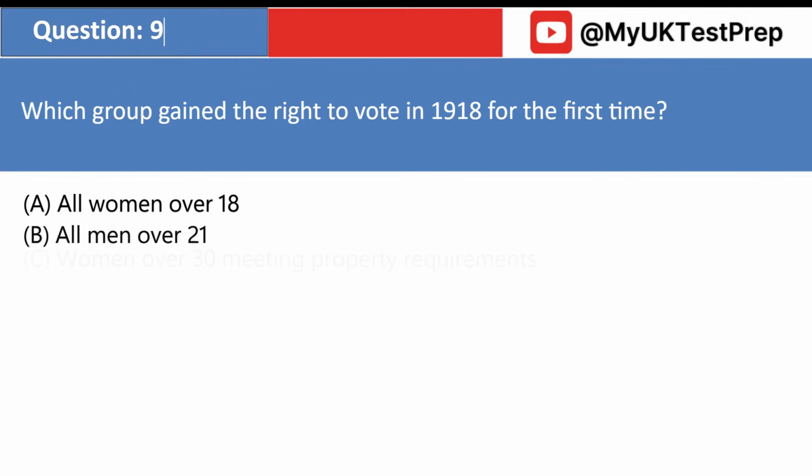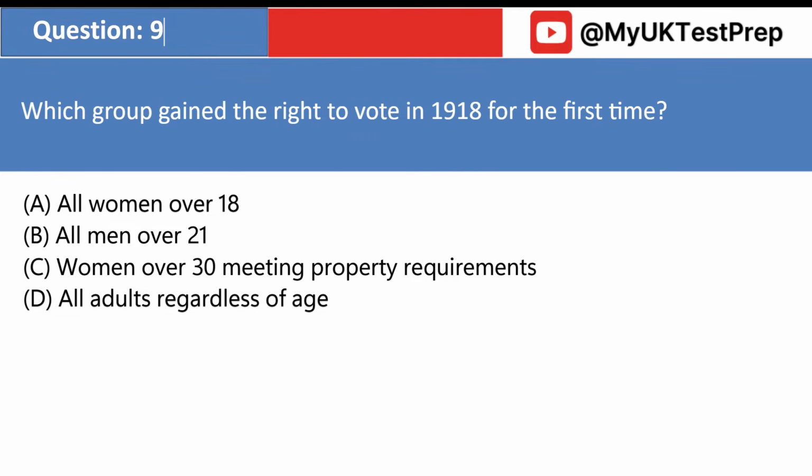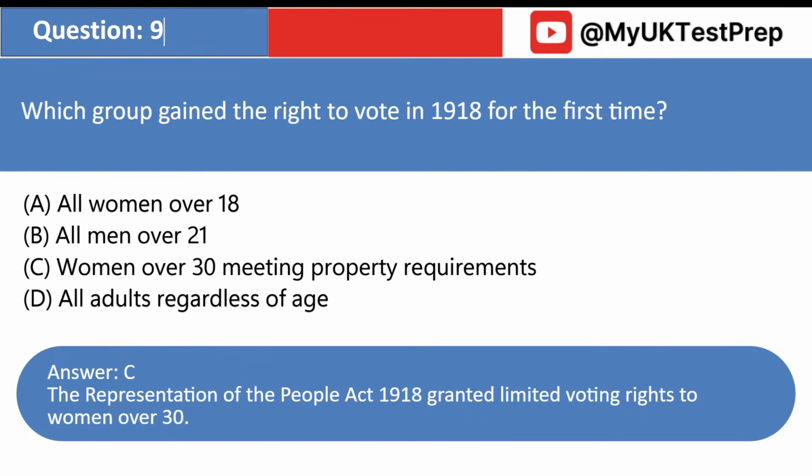Which group gained the right to vote in 1918 for the first time? A. All women over 18. B. All men over 21. C. Women over 30 meeting property requirements. D. All adults regardless of age. Answer: C. The Representation of the People Act 1918 granted limited voting rights to women over 30.